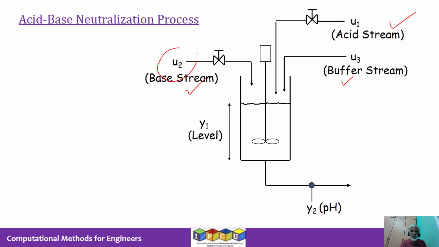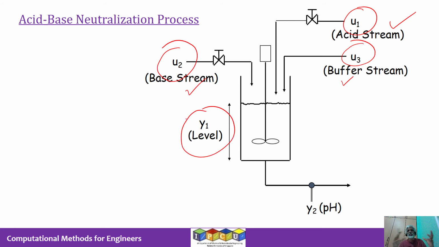The amount of base, or the alkaline stream, can change. The flow rate is U2. The flow rate of the acid stream is denoted by the symbol U1. The flow rate of the buffer stream is denoted by the symbol U3. And what we have are two issues that are of importance to the people operating the system. One is to maintain the level of liquid in this tank at a certain value.